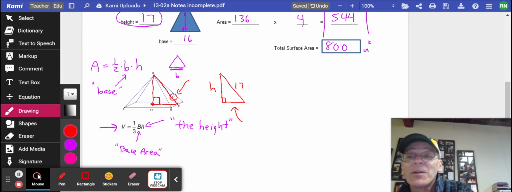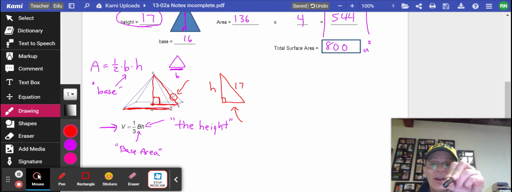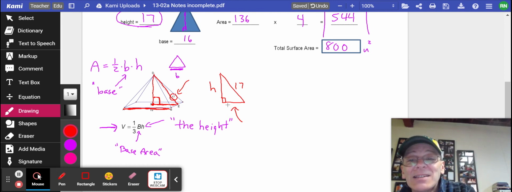It's not hard, right? I mean, from A to B is 16. So how long is it going to be from F to E? F is right in the center of that square. From the center out to one side, how long is that going to be? It's going to be 8, isn't it? It's going to be halfway across that square.